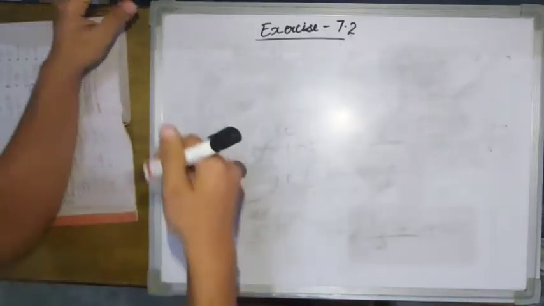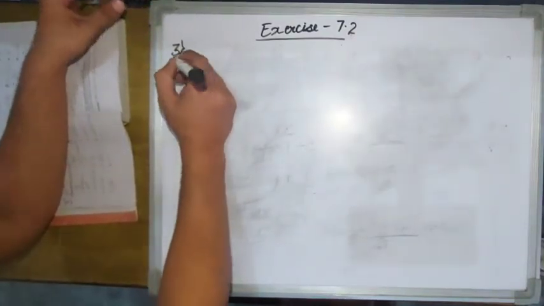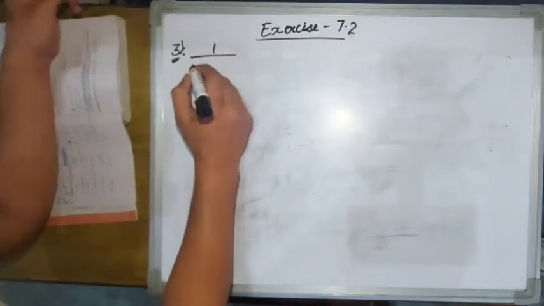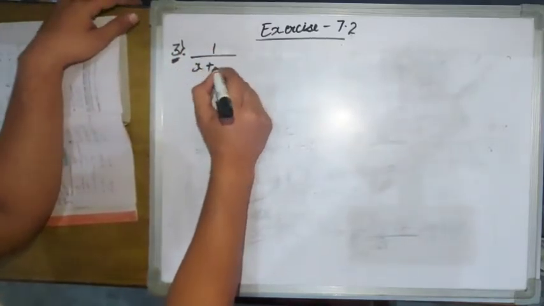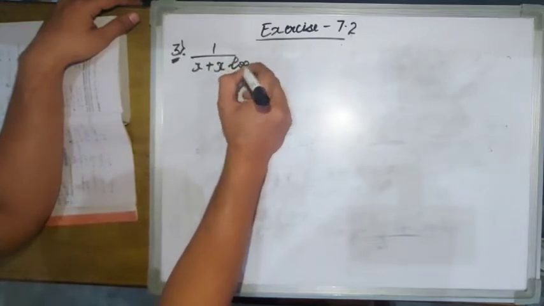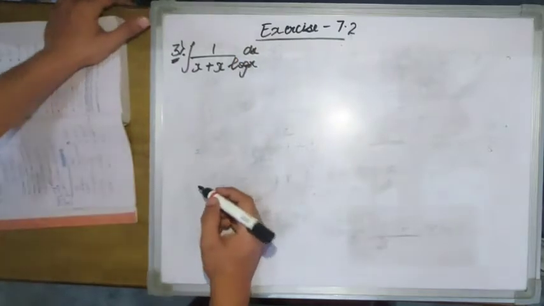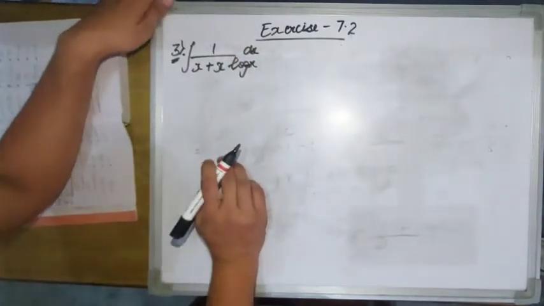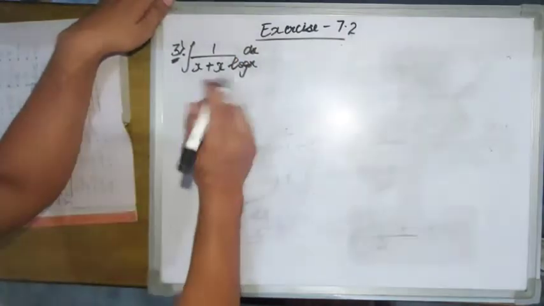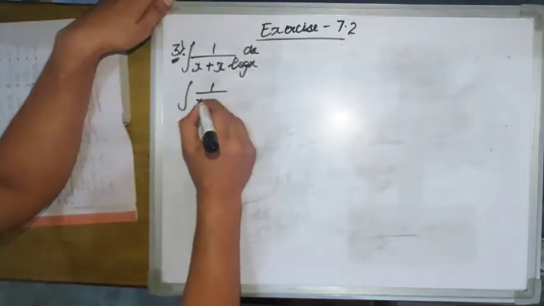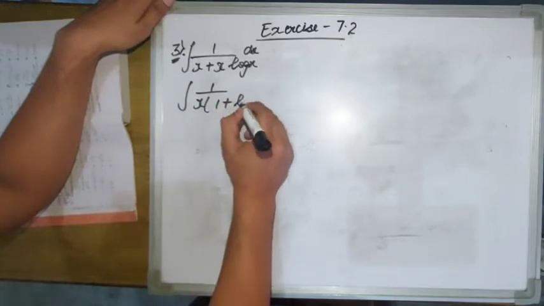The very third question from exercise 7.2 is, this question is very important, so make a mark on it. 1 upon x plus x log x. We need to find its integration. I am going to take x common from the denominator: 1 upon x, 1 plus log x.